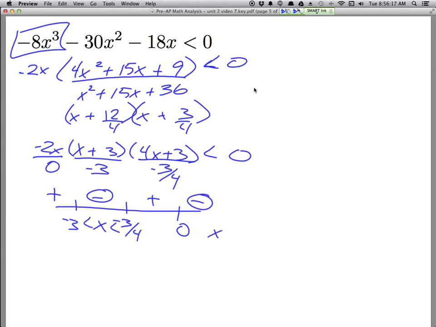This time I don't have an equal to. And since I wrote x twice, that means I've got to write an or in there. So I've got x such that negative 3 is less than x, which is less than negative 3/4, or 0 is less than x. There's my answer.